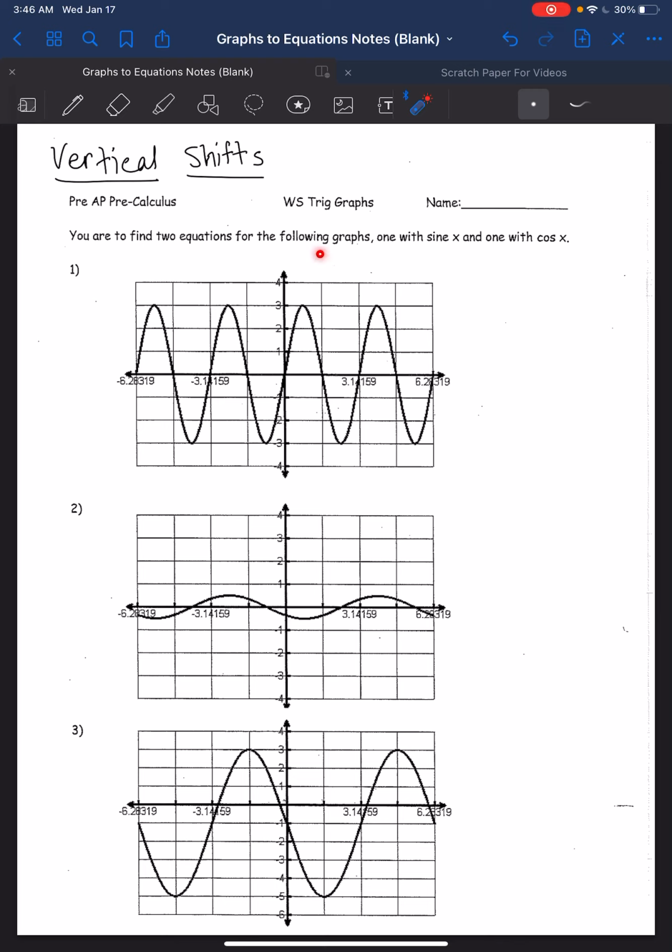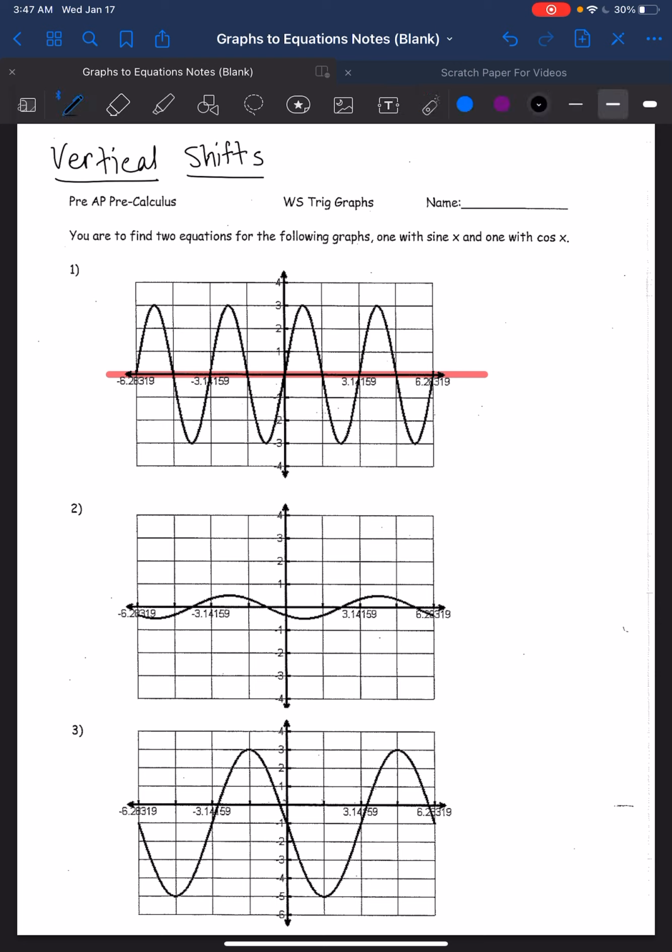So, number 1 does not have a vertical shift. You're looking at that midline. It cuts the graph in half horizontally. So, we're used to the midline always being the x-axis for the most part. And how we can verify that this is the midline is that it's halfway between the max and the min.